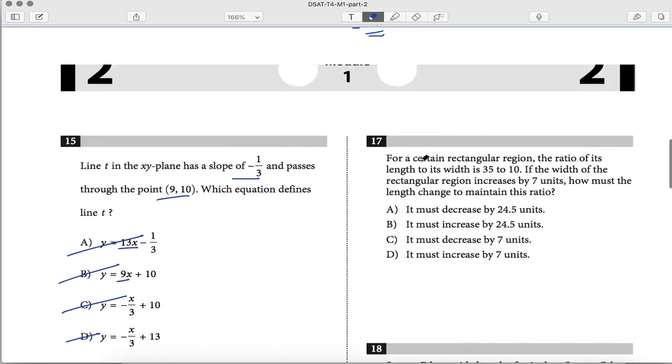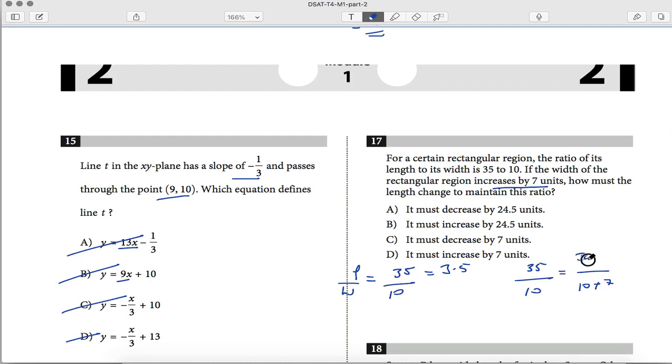Number 17. For a certain rectangular region, the ratio of its length to its width is 35 over 10. That ratio is 3.5. If the width of the rectangular region increases by 7, so let's set the length to be 35. If the length is 35, the width has to be 10, because I'm trying to keep this ratio, 35 over 10. Now I'm changing this. If I'm changing the width by adding 7 units, I'm increasing it, 10 plus 7.